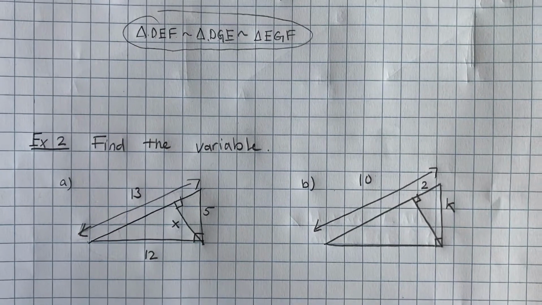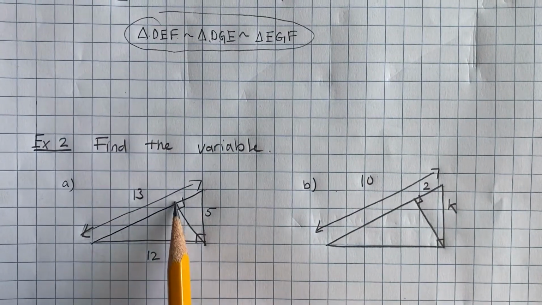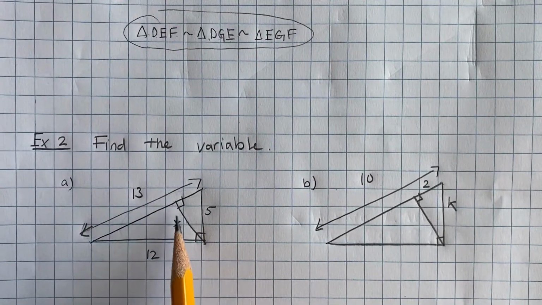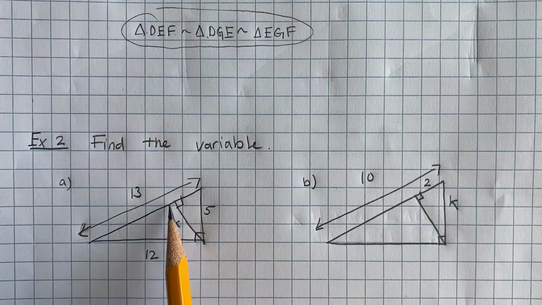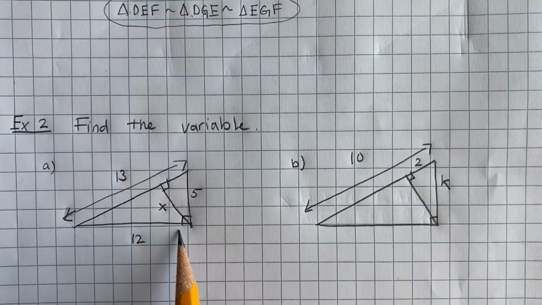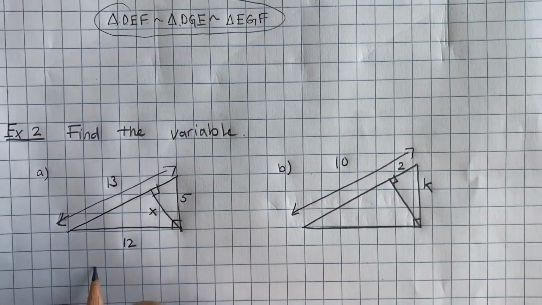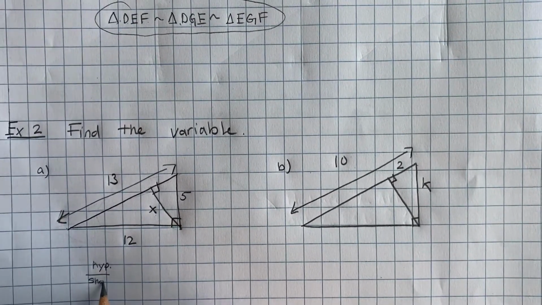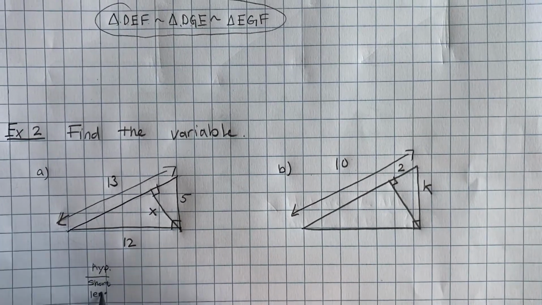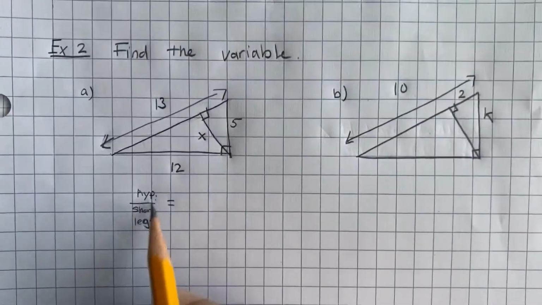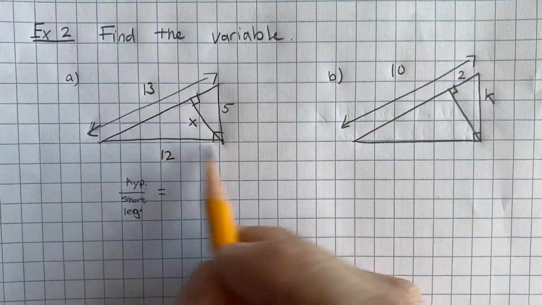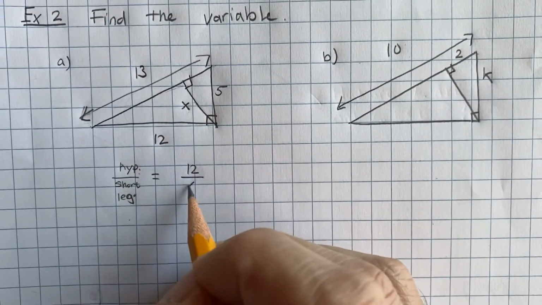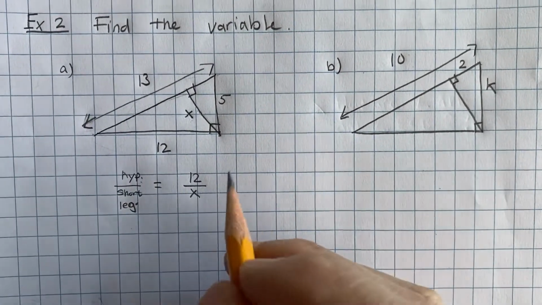All right, so if I want to find X, X is clearly going to be the shorter leg of the triangle right here. And over here, I'm going to use my hypotenuse. So I'm going to start with this triangle. I'm going to say hypotenuse is to shorter leg, and that's the ratio I'm going to use. So in this triangle right here, the hypotenuse is 12. The shorter leg is X, right?